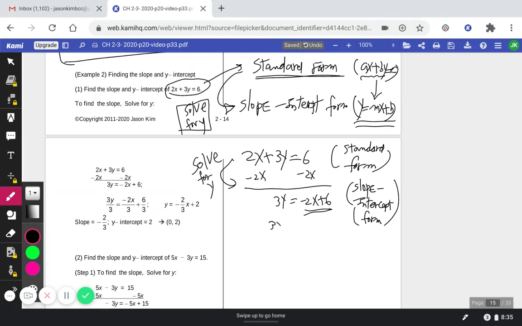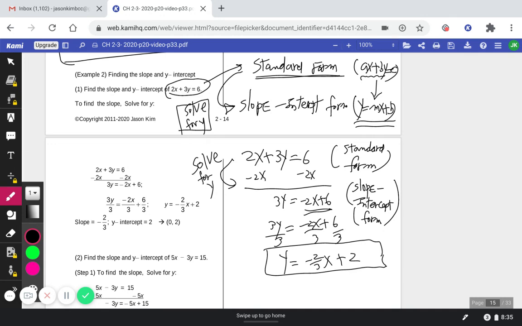And the next step is to rewrite this and divide each term by the number in front of y, because we try to solve for y. Then y becomes negative 2/3 x plus 2. So ta-da! You are in slope-intercept form, because y equals mx plus b.